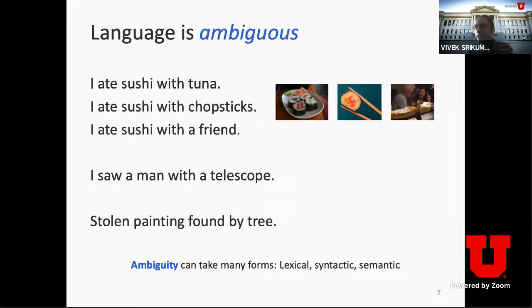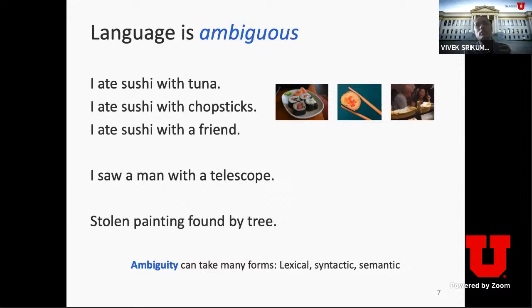But if I say I saw a man with a telescope, then did I use the telescope to see the man? Did I see a man carrying a telescope? I don't know which of these meanings it is. You need further context. And I'm sure you've seen a lot of jokes that essentially use the same idea, the idea of exploiting ambiguity, where you are forced to read it in one way and then the punchline tells you to read it the other way, or something like a stolen painting found by a tree.